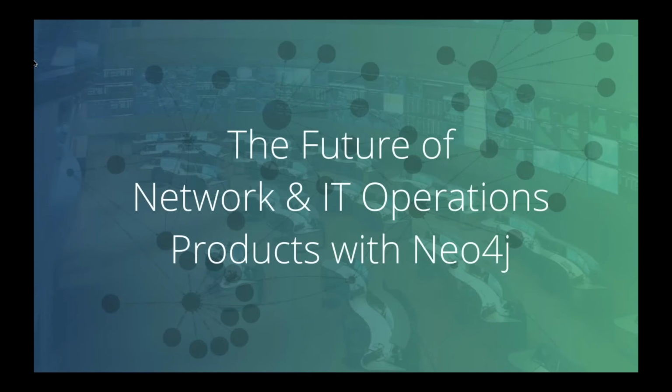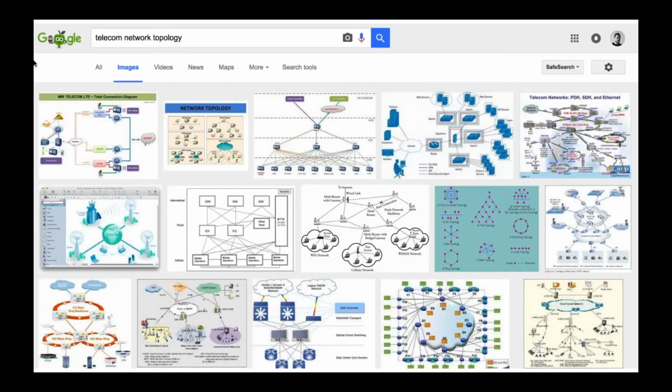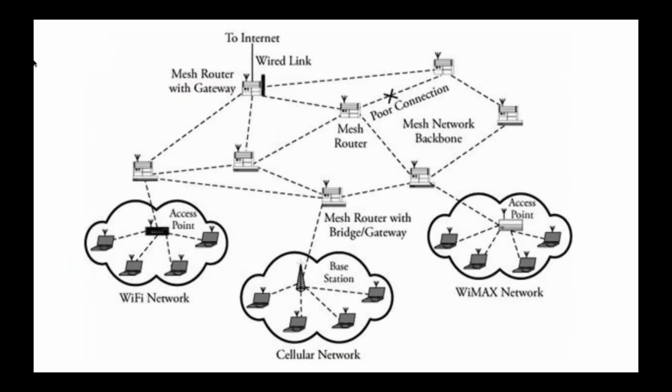So the future we're seeing in the context of network and IT ops goes as follows. And you'll recognize this if you watched any of the earlier events that we've performed. We like to search for network diagrams. We like to use them as examples of the way the world models things, oftentimes as a network diagram.